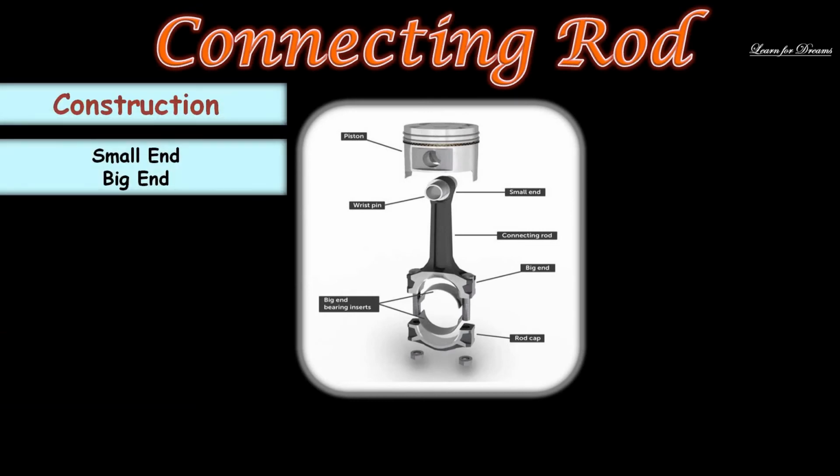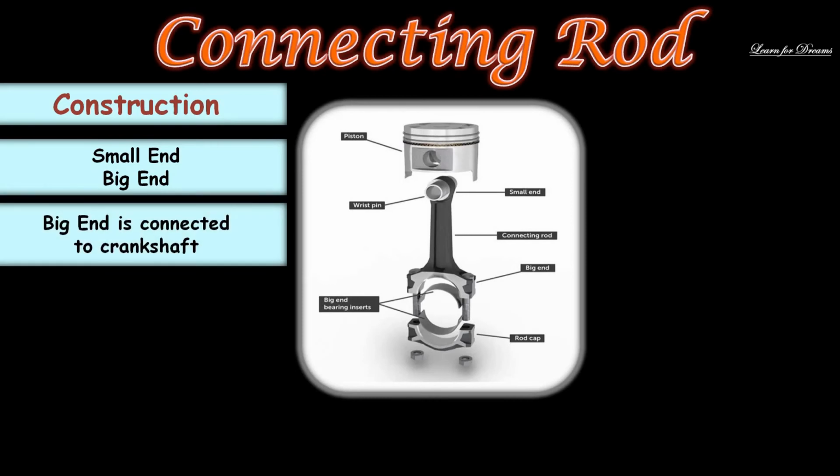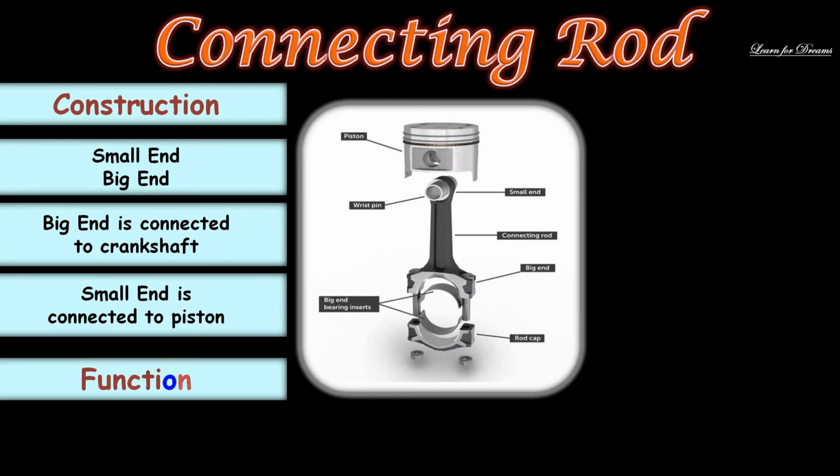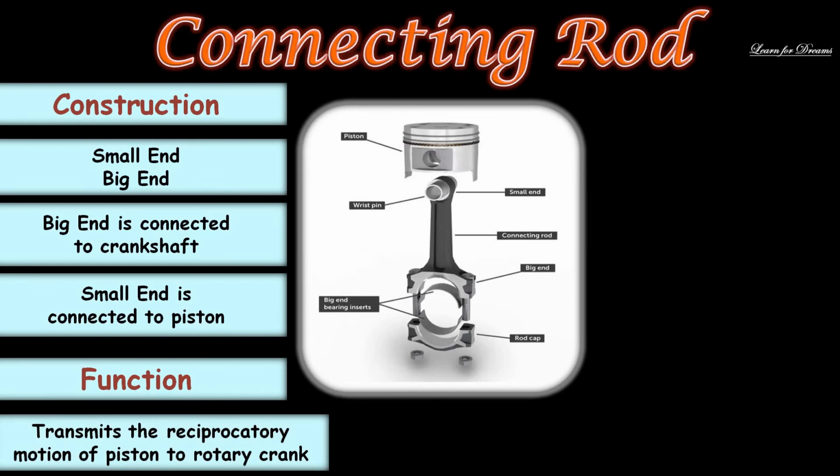Next one is the connecting rod. The construction of the connecting rod will look like this: there will be a small end to the connecting rod, and there will be a big end to the connecting rod. The small end, with the help of the wrist pin or gudgeon pin, will be connected to the piston, and the big end of the connecting rod, with the big end bearing or bearing insert, will be connected to the crankshaft, which has been discussed earlier. Here also you can see the big end is connected to the crankshaft and the other end will be connected to the piston. The function.